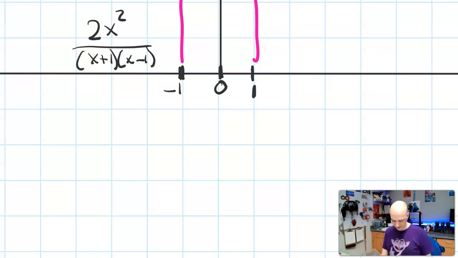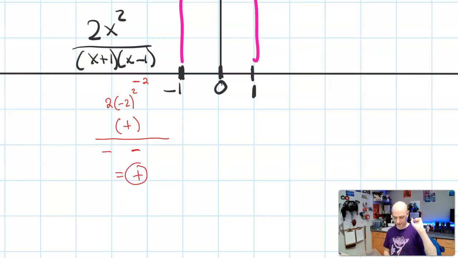And I'm going to pick test values in each of these regions. So we'll start with maybe a test value of -2. That would be on top. Ooh, I would have 2 times -2 squared. Notice how when you square a value, that will always contribute a plus sign, even though the factor is negative. So I'm going to say on the top of the fraction, I have a positive. You can think about it as a negative times a negative if you'd like. I'm just going to say to myself, that's always positive on the top. On the bottom, -2 plus 1 is negative, -2 minus 1 is negative. So net sign is positive because I have positive over 2 negatives.